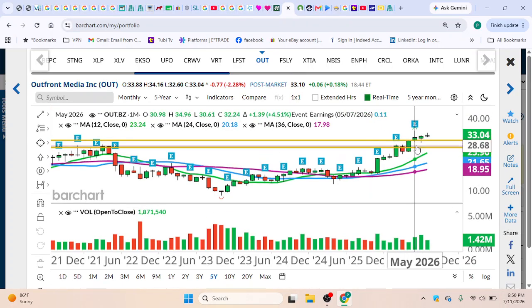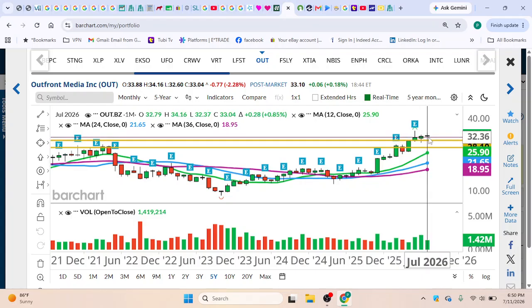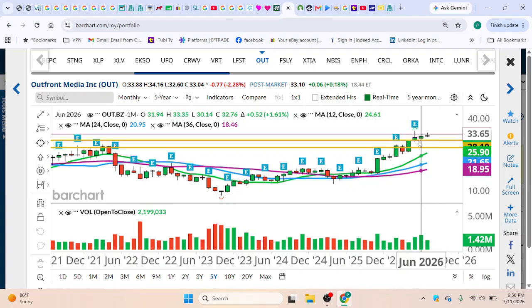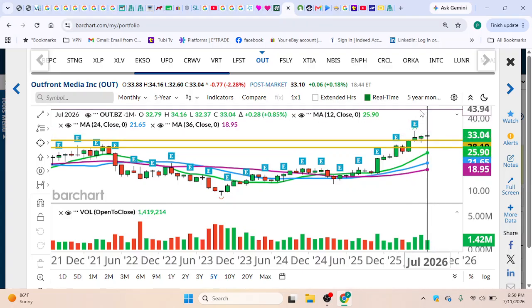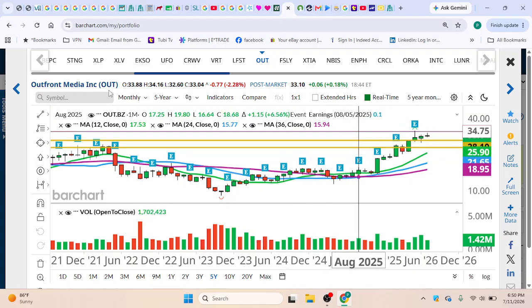Outfront Media made a new high in May, kind of went sideways in June, and if that starts moving up the right side here, again, that's blue skies for Outfront Media, symbol OUT, so I like that one going forward.